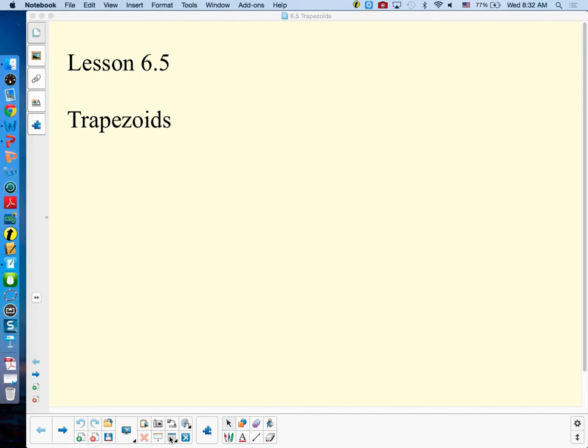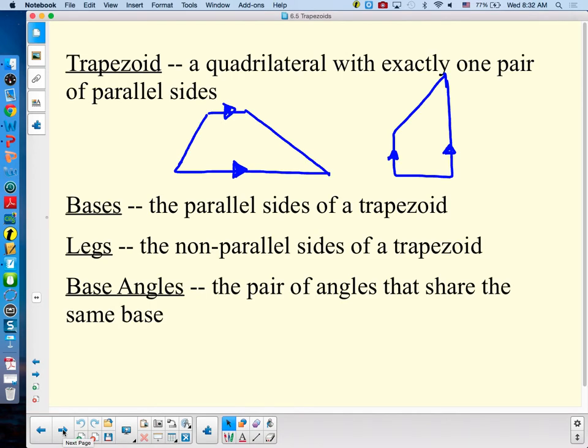This lesson 6.5, trapezoids. A trapezoid is a quadrilateral with exactly one pair of parallel sides. Exactly one pair. So either the top and the bottom are the parallels, or the left and the right are the parallels. Don't think that it's always the top and the bottom. It depends which direction the trapezoid is turned. So I've given you a couple versions of trapezoids on your notes.